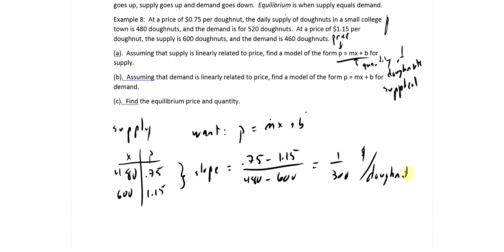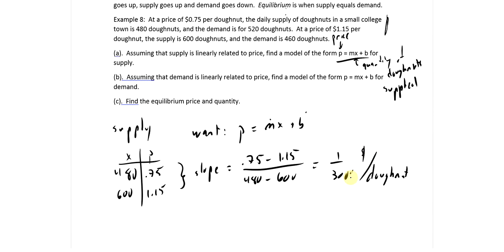Economists, from a mathematician's point of view, always set up their equations backwards. Usually we would think of supply responding to price rather than price responding to supply, but you can do it either way. One easier way to think about this is the reciprocal, that would be 300 donuts per dollar. If the price goes up by $1, the number of donuts supplied will go up by 300.